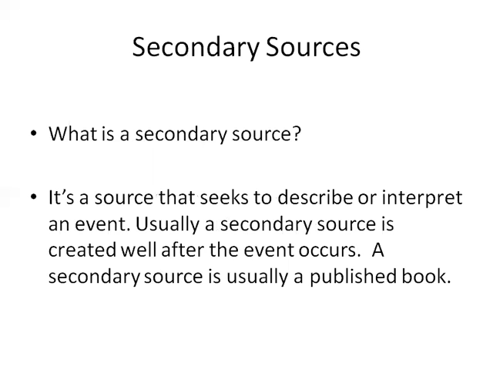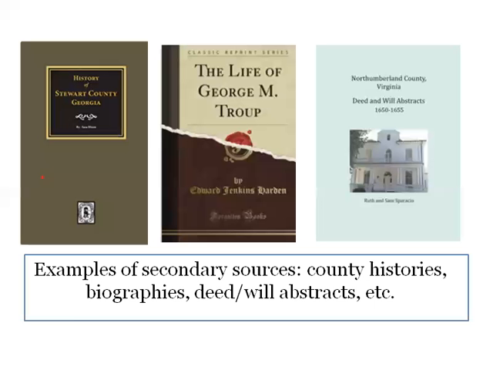So, what is a secondary source? Well, it's a source that seeks to describe or interpret an event. Usually, it's written well after the event occurred, and normally it's a published book. Examples are county histories, biographies, abstracts, etc.